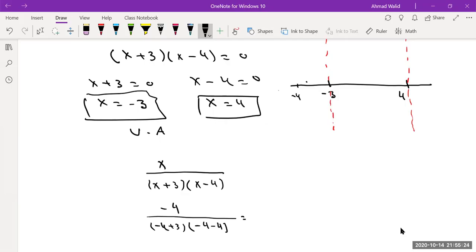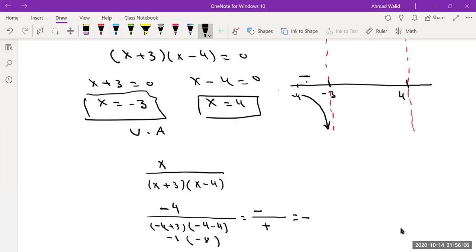Numerator, I don't really care about what the number is, right? I told you I'm doing sign analysis. Numerator is a negative number, which is negative 4. Denominator, negative 4 plus 3 gives you negative 1, and negative 4 minus 4 gives you negative 8. Negative times negative gives you positive, right? And negative over positive gives you what? A negative. It means here the sign of the function is negative. That means the function likes to go to negative infinity actually, like this.